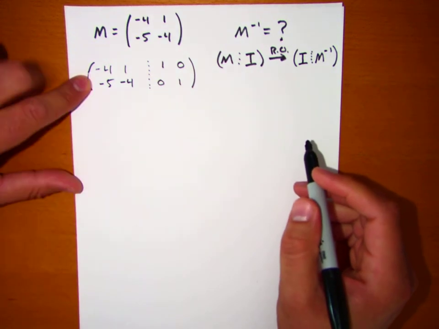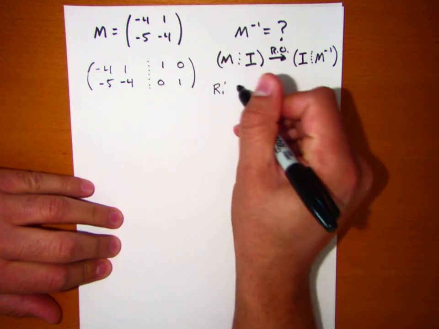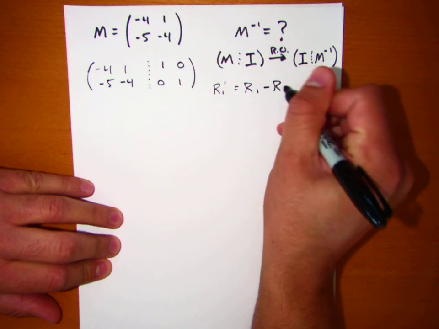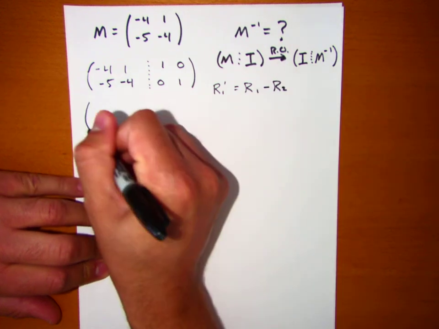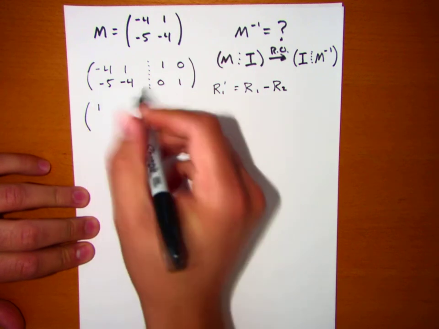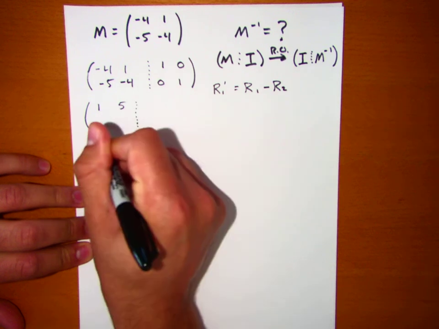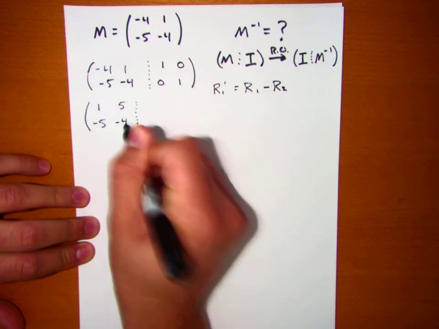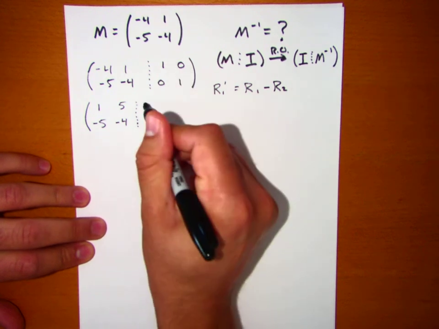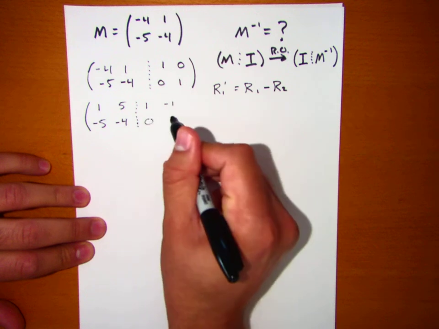The first thing I'm going to do is take the first row, and my new first row is going to be equal to my old first row minus the second row. So if I do that, I get -4 minus -5, I get 1. 1 minus -4 is 5. And the bottom row stays the same. But I'm going to do all of the same things to the right side of the augmented matrix. 1 minus 0 is 1. 0 minus 1 is -1. And the bottom row stays the same.